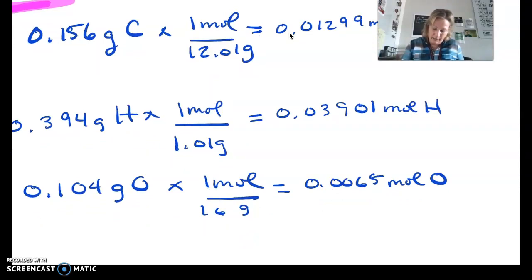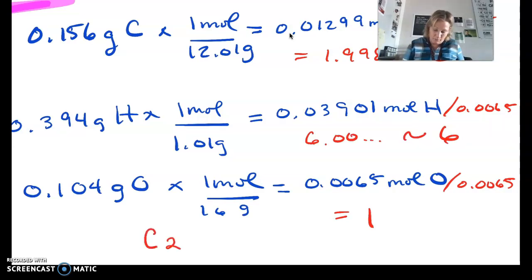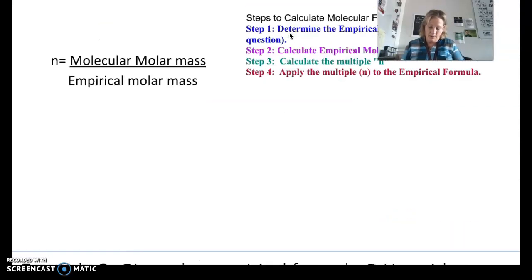So really I'm dividing by 0.0065, which is my smallest. So this one is 1. This one up here is 1.998, which is close enough to 2. This one's 6.00, blah, blah, blah, which is close enough to 6. So then the empirical formula is going to be C2H6O. Okay.